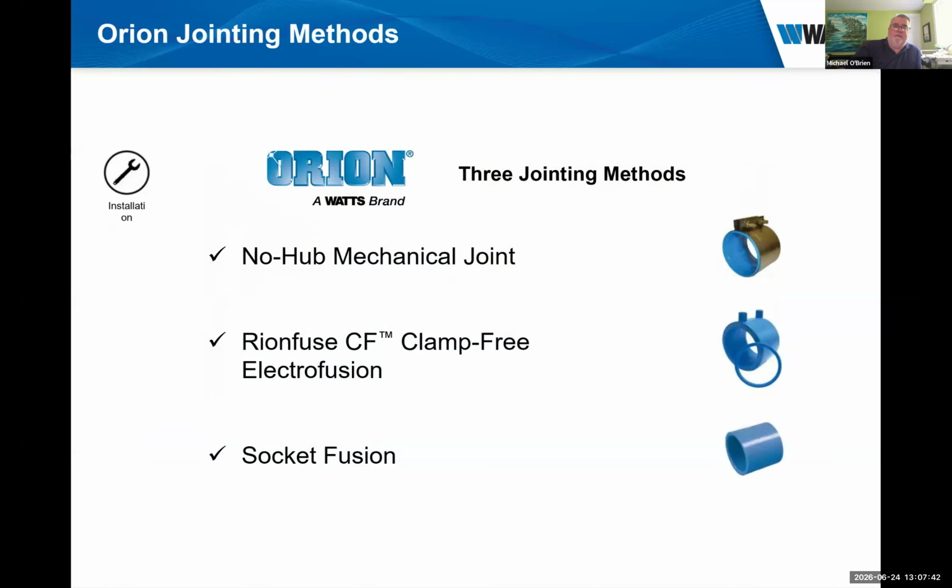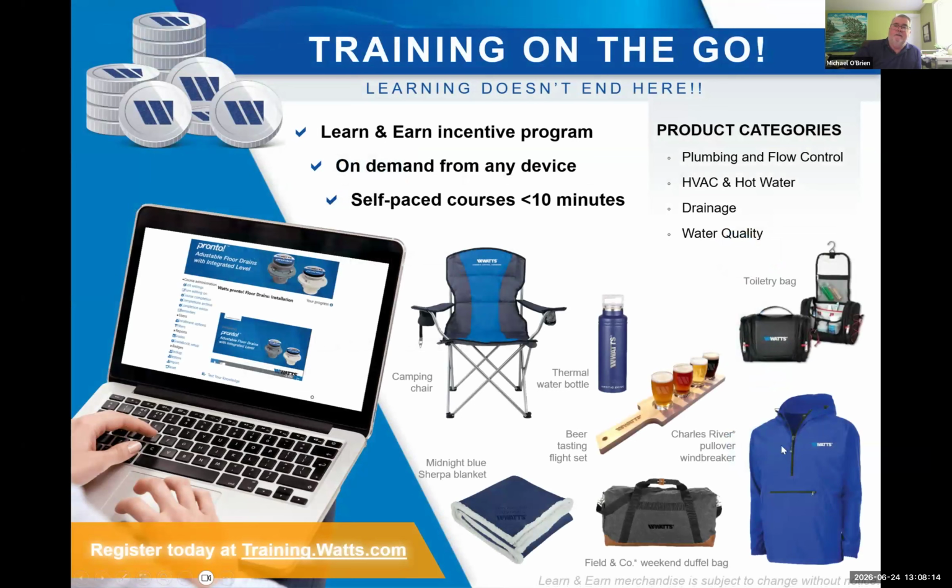There's a couple of different jointing methods there. There's the mechanical joint, there's socket fusion, and then one specific to Orion, which is Orion fuse. We will lend the contractor the equipment, and you attach electrodes, and it heats up the wires inside, which allows it to melt and fuse together. And then the machine will actually keep track of every joint that you do, so you have a report to say that yes, the procedure was followed.